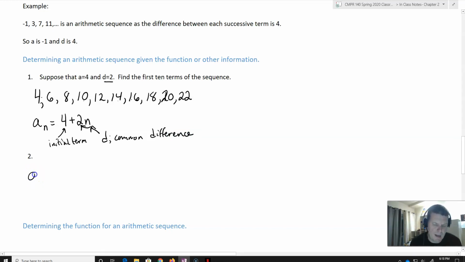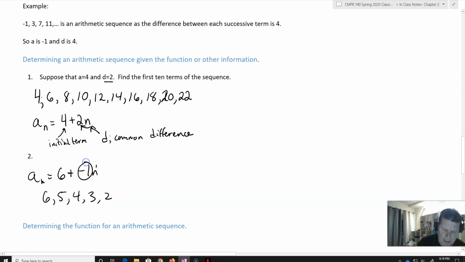Let's take, for example, an equals 6 plus -1n. In this case, we'll start with 6. So 6, and then 5, 4, 3, 2. Notice that we're just going to change by -1. 1, 0, -1, -2, -3. That gives us our first 10 terms of that sequence. Notice here's d: d is the number in front of n. It's like the slope of the line. And then that's like our y value, our initial condition. That's a.